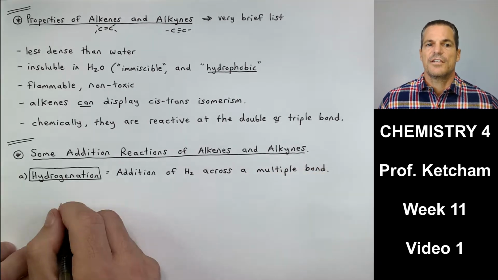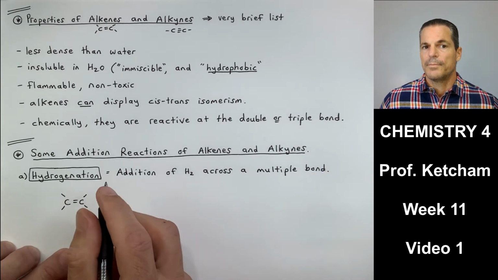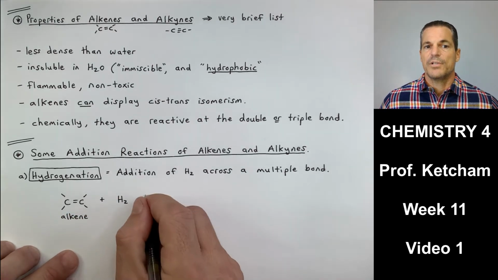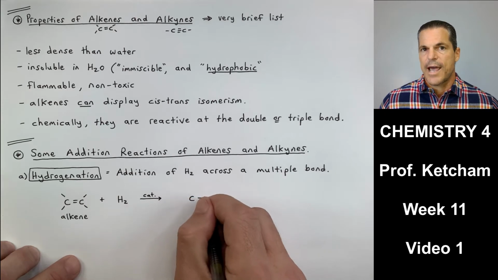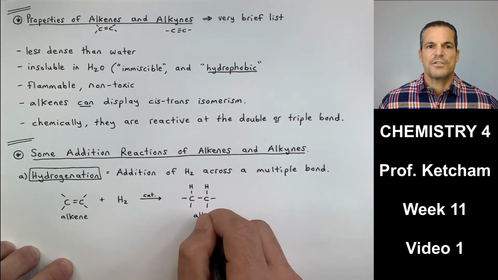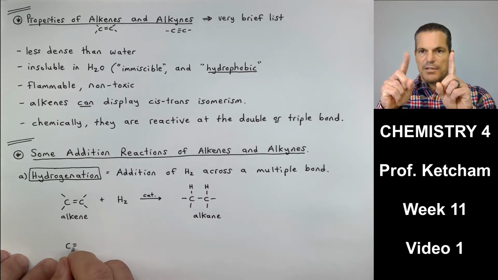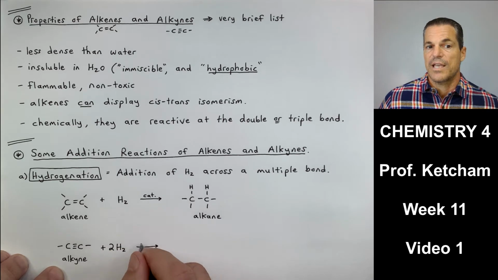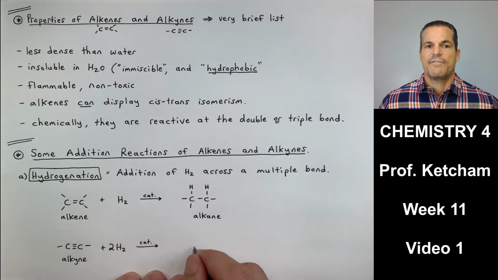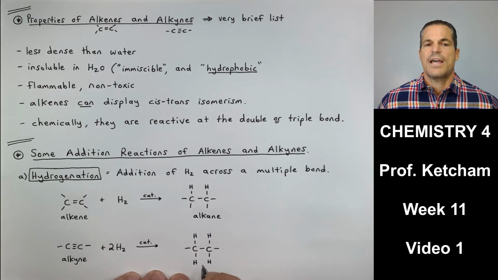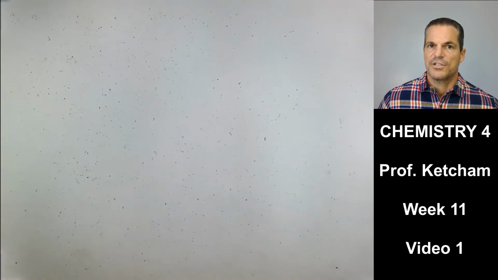Hydrogenation is the addition of H2 across a multiple bond. So across a double bond here in my example, alkene plus H2 and then some sort of catalyst, maybe palladium or platinum, sometimes nickel. Basically, you're just adding H2 across the double bond. The single bond remains, and now you have two extra hydrogens, which would give you an alkane. The alkyne, you'd have to do this 2 times to get all the way down to the alkane. So you'd have to add 2 H2 to get your alkane. All right, that's hydrogenation.